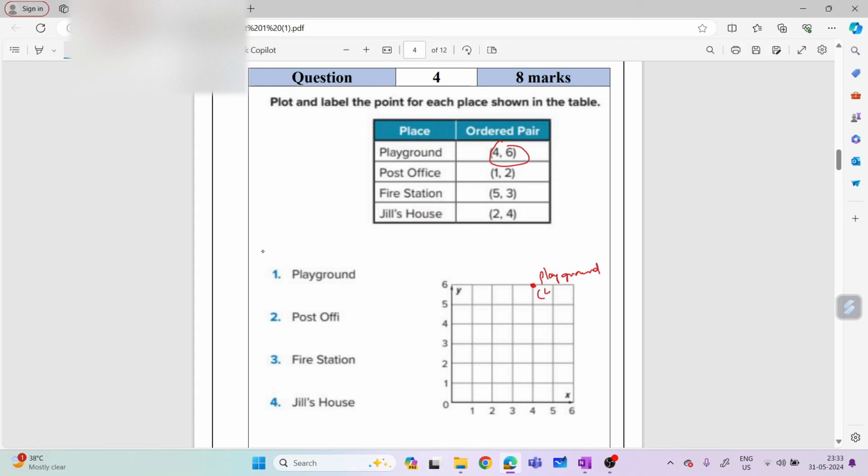This is 4 6, playground. Now, second is post office, 1 2. X is 1, Y is 2.